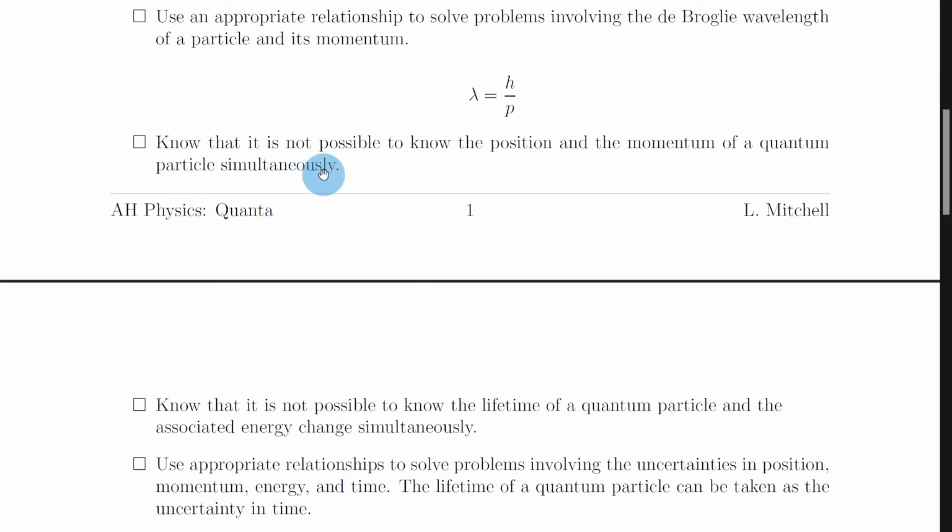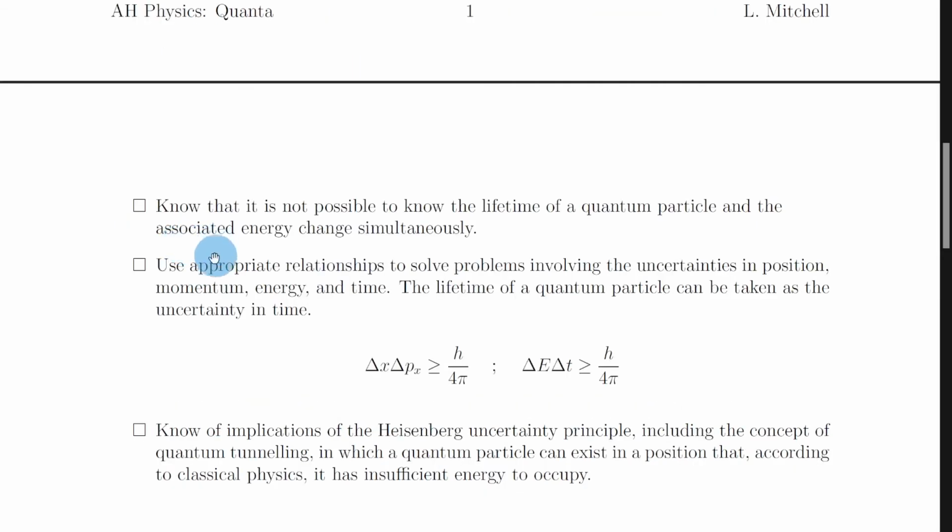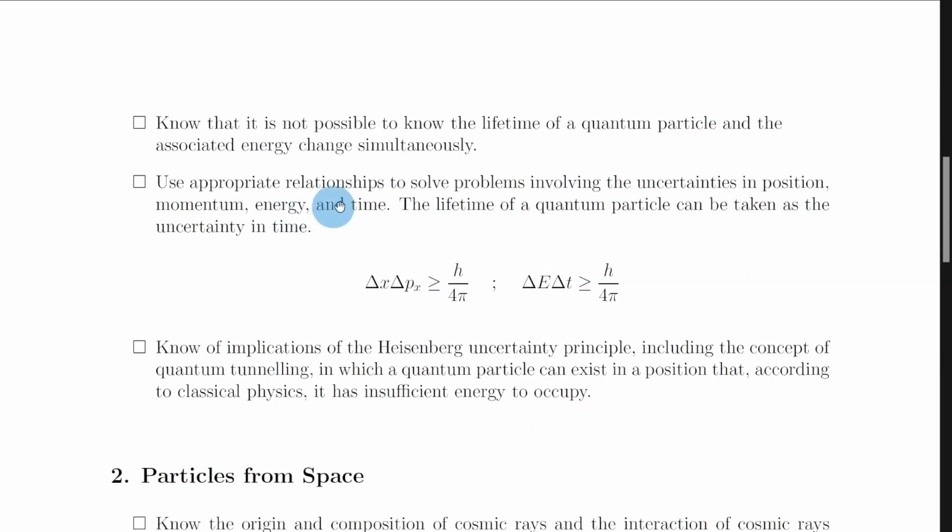Next, you need to know that it is not possible to know the position and the momentum of a quantum particle simultaneously, so that's getting into the Heisenberg uncertainty principle. Likewise, with energy and time though, you should know that it is not possible to know the lifetime of a quantum particle and the associated energy change simultaneously. And then you need to be able to use appropriate relationships to solve problems involving the uncertainties in position, momentum, energy and time. The lifetime of a quantum particle can be taken as the uncertainty in time.